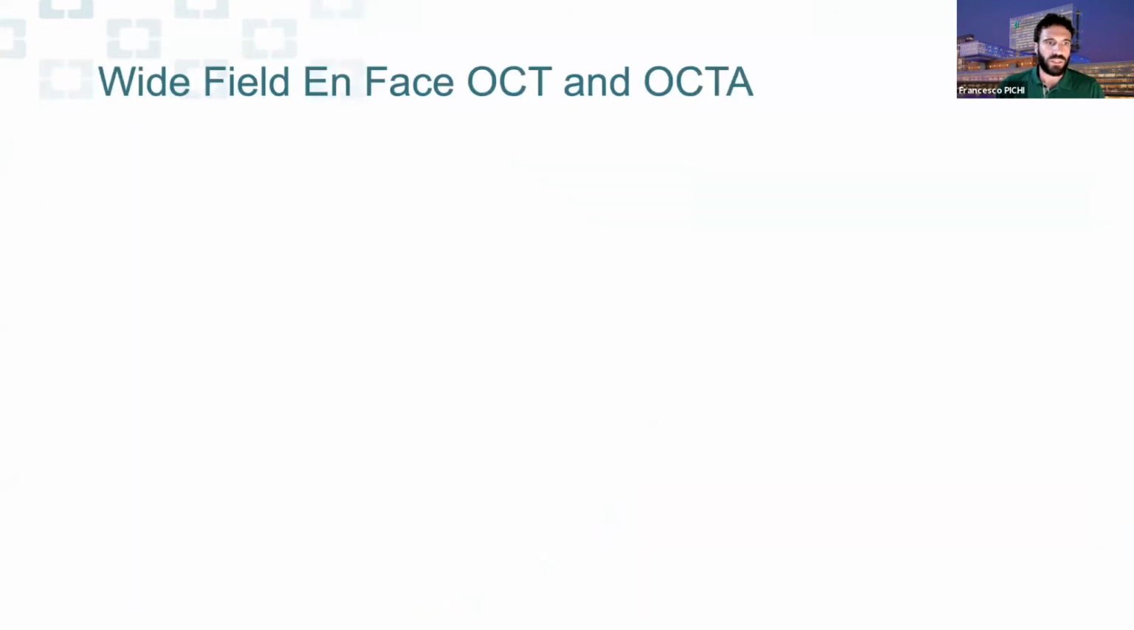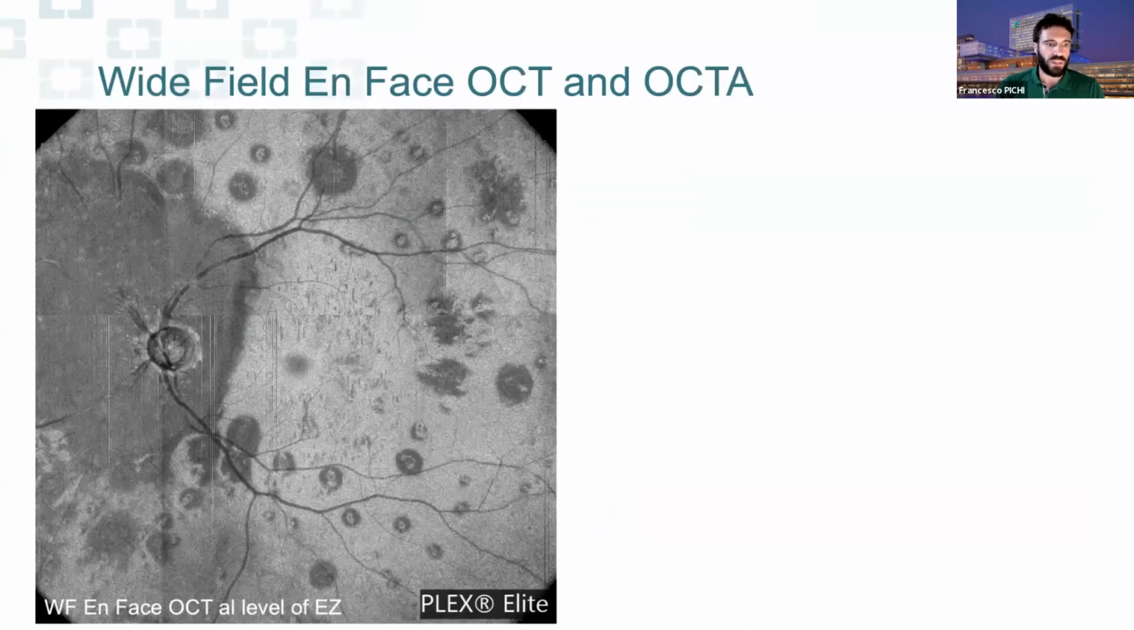But we have a secret weapon, which is en face OCT. Now, this is a wide field en face OCT at the level of the ellipsoid zone, which is showing very, very well all the changes that we've described with OCT. And you see where the outer nuclear layer is more preserved, we have an area of hyperreflectivity in the center, but otherwise there's much hyporeflectivity.